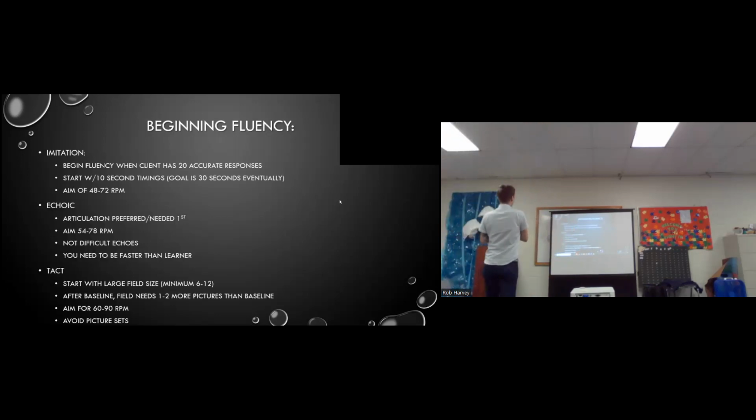So if I'm beginning fluency, here we've got some aim lines. Okay, no, these are some suggestions. The aim lines come up in a little bit. These are some suggestions, so you can start when they have about 20 accurate responses, and it gives some recommendations for aim lines and just general tips, right?